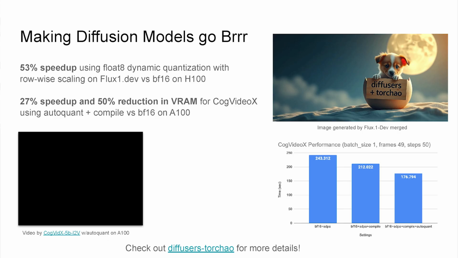All right, so for diffusion models, we saw a 53% speedup with float8 quantization on H100s. This was generated by the Flux 1 dev model. And for the CogVideoX 5B model, for context, it takes over 30 gigs to run it on the GPU. And with AutoQuant and compile, you can reduce not just the VRAM by 50%, but you can also get a 27% speedup because of compile.